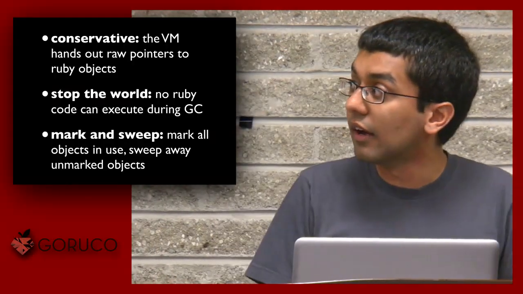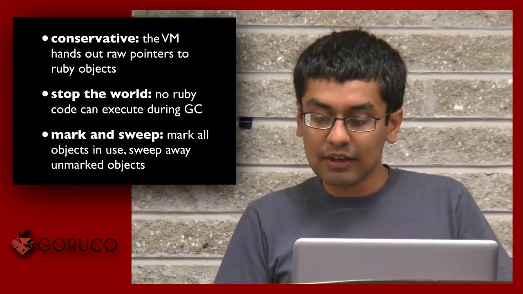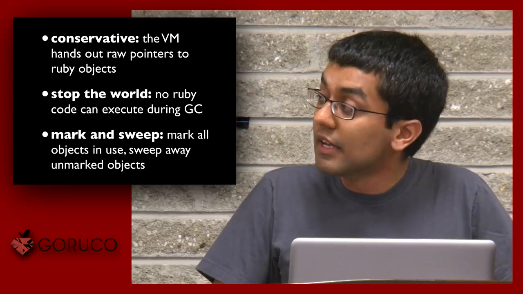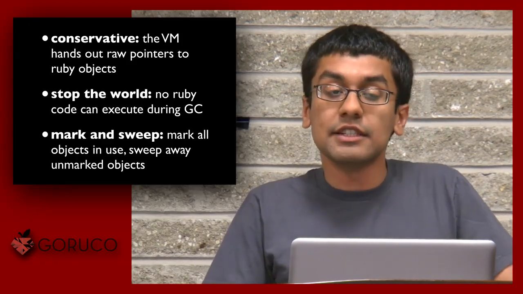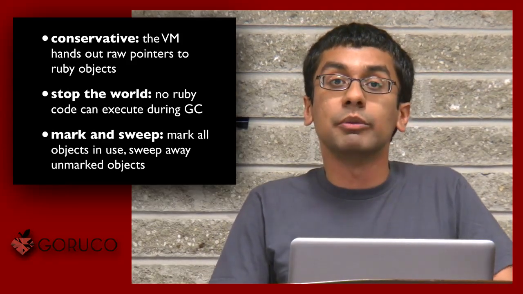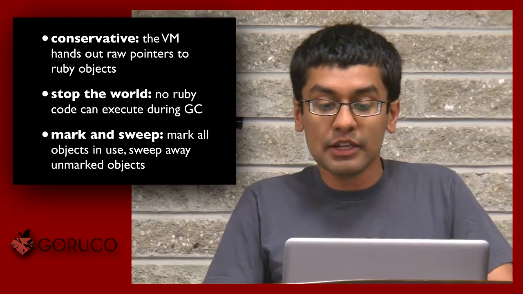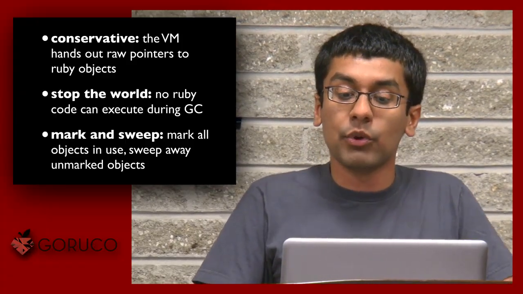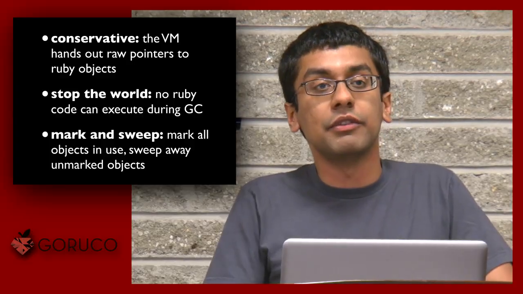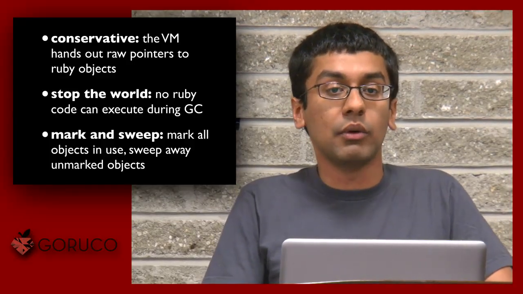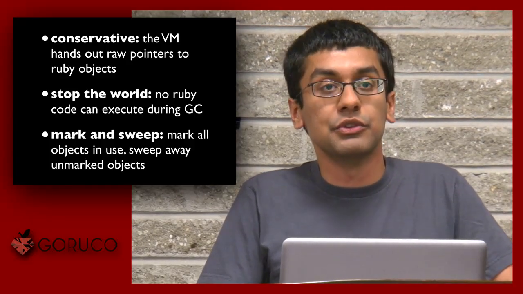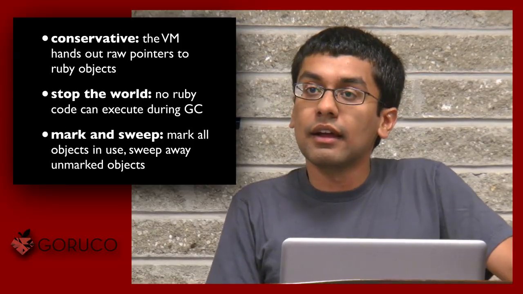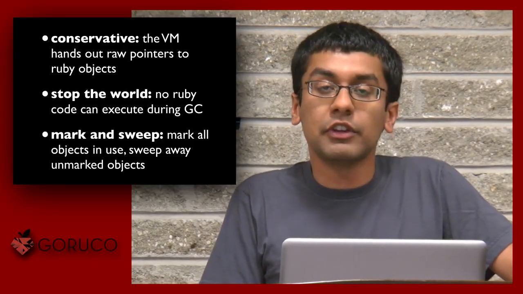So these three design decisions have some effects on what happens. Basically, the fact that the GC is conservative makes it really hard to implement better garbage collecting algorithms. So we're basically stuck with mark and sweep for now, and this is because the raw pointers that are handed out make it very hard for the VM to know what's going on with objects and what objects are still in use.